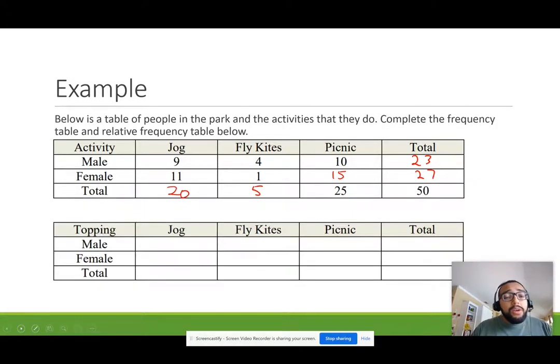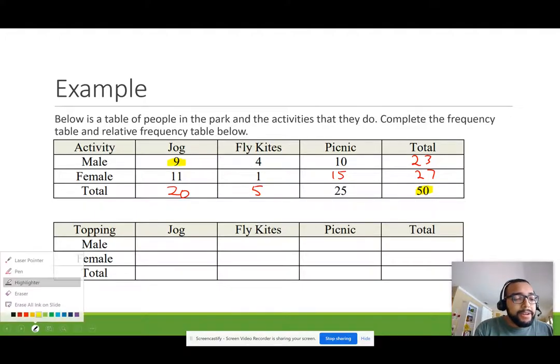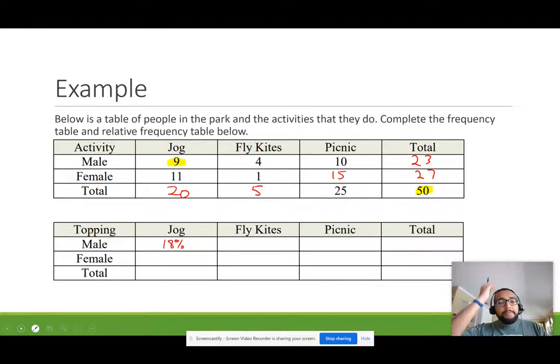And for this next part, to find the relative frequency, what we're going to end up doing is taking each of the frequency counts and dividing it by our total. So, yes, you probably need a calculator for this part, but you'll see some cool stuff happening. So 9 divided by 50 would be just 18%. 11 divided by 50, 22%, so on and so forth. So you'll start to see some cool stuff happening.